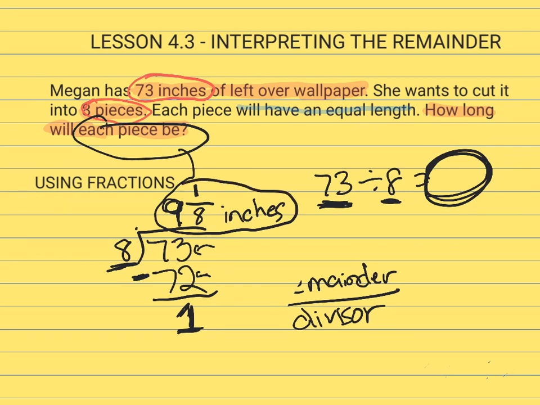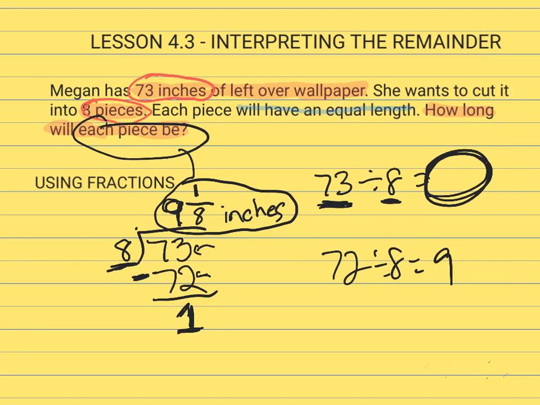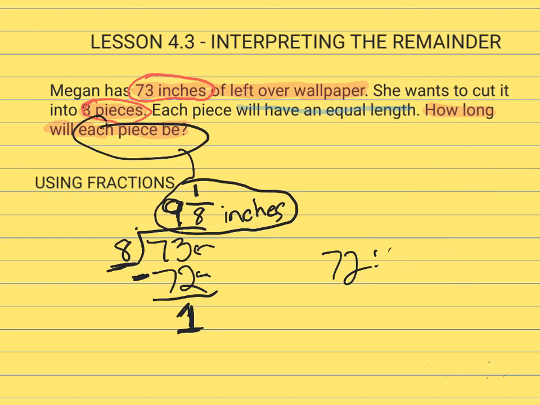Now I can test this because I know, if you think about it, it makes sense, okay? Because 72 divided by 8 equals 9. 73, I mean, it's just a little bit more, just a little higher, 1 up. So it makes sense that my answer would be just a little bit more than just 9. I have 9 1/8 inches. And that's the whole answer. That makes sense, because if we're using length, Megan needs to know exactly how long. She's got a ruler. She needs to know exactly how long each piece is going to be.